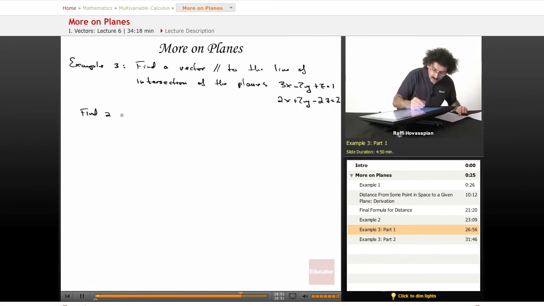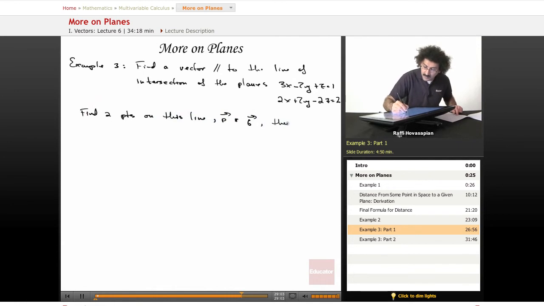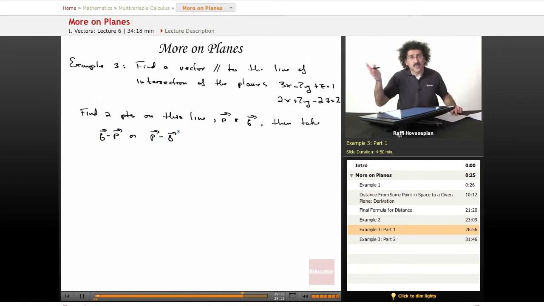So find two points on this line. We'll call them P and Q. Then take Q minus P or P minus Q. Again, the direction of the vector doesn't matter. Any vector is fine, whether it's one direction or the other direction. Parallel is this way and that way.